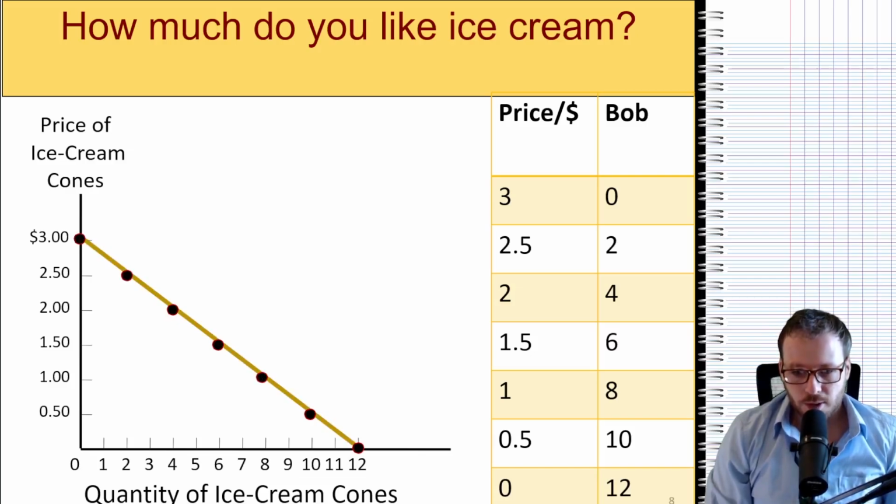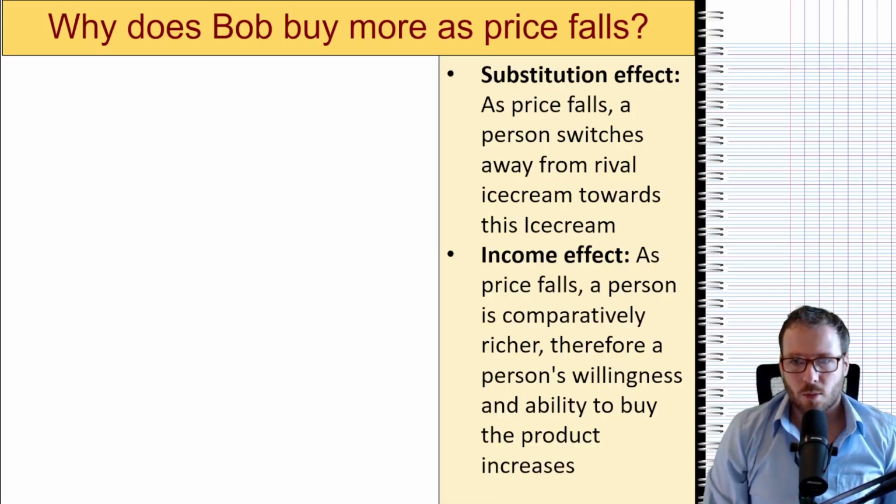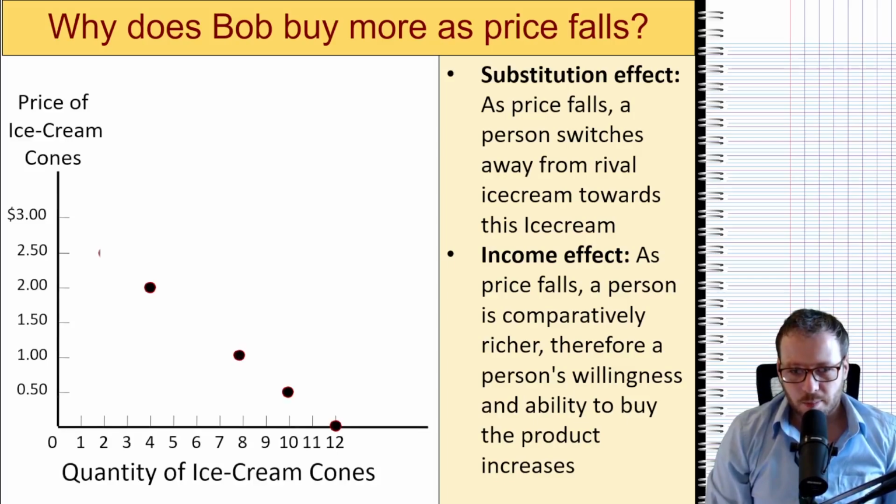This is Bob's demand schedule. The schedule is listed like this, and this is what his graph looks like. As price goes down, Bob is willing to buy more and more and more ice cream. There are two reasons why this happens. The first reason to explain this line for demand is the substitution effect.